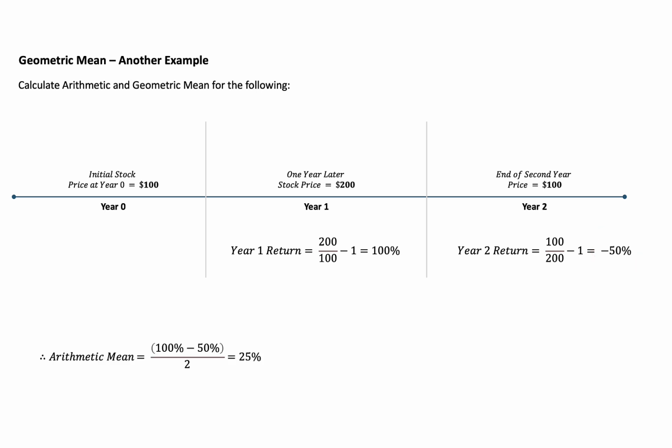If I did the arithmetic mean of that, I would get a return of 25%, which truly does not make sense because my purchase price was $100. And at the end of the second year, I was back to $100. Yet my arithmetic mean says I returned 25%. Whereas the geometric mean shows a value of 0% because there was no gain over time. And that is why the geometric mean is best to use for averages over time.